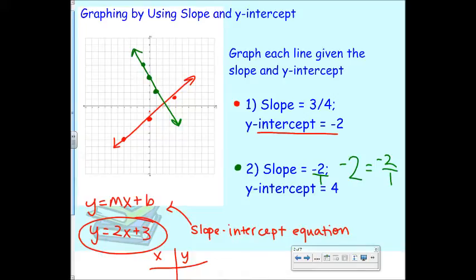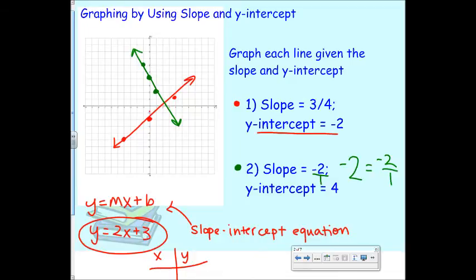Again, I don't have to plug anything in. I don't have to do anything except take the information that I'm given and put it on the graph. The biggest mistake people make is instead of doing a y-intercept, people think it's an x-intercept, and they start it on the x-axis. It always starts on the y. If it's in a slope-intercept equation, it's always starting on the y-axis.